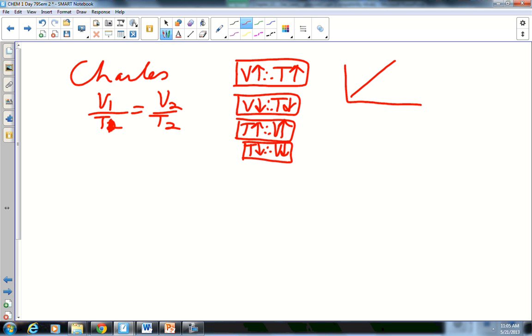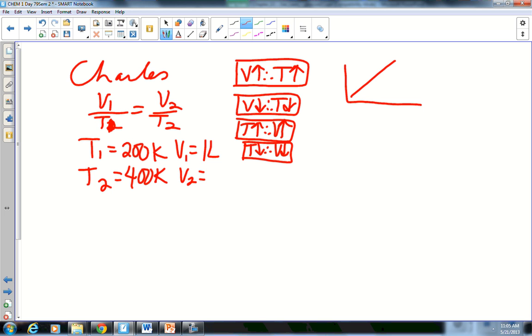Next, tell me what the graph looks like, Madison. You bet. Okay. Direct relationship is what we'd like to know. And tell me then, Aiden, if T1 is 200 K and V1 is 1 liter and T2 is 400 K, what will V2 be? Everybody's seen that? And what if I had T3 now, Nate, which was 600 K? What would V3 be?